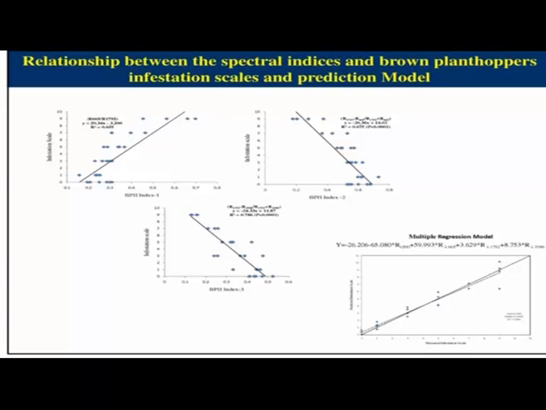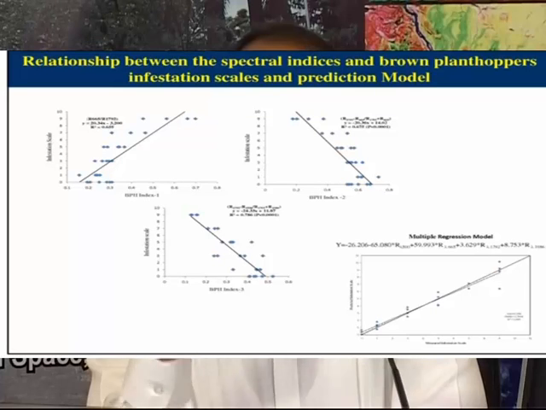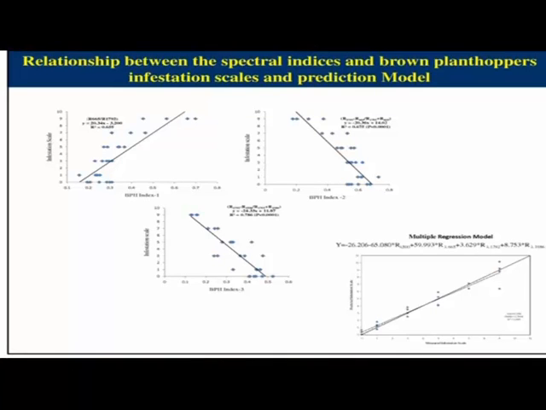This is the prediction model, and the right hand side is given using multiple regression models, and you can see the 1:1 fit line, how it is. And on the left hand side, these three graphs show how that prediction model is working with respect to the disease severity, the 1:1 line.